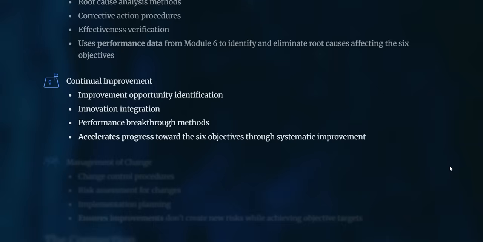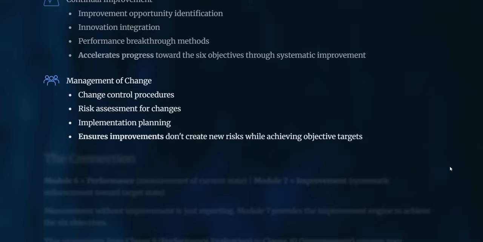In Module 7 we will also cover continual improvement, which will address improvement opportunity identification, innovation integration, and performance breakthrough methods, which will accelerate progress toward the six objectives through systematic improvement. Then we will cover management of change, which will address change control procedures, risk assessment for change, and implementation planning, which will ensure improvements don't create new risks while achieving objective targets.